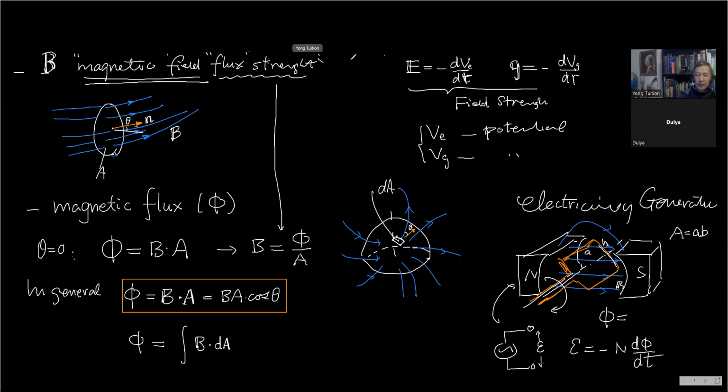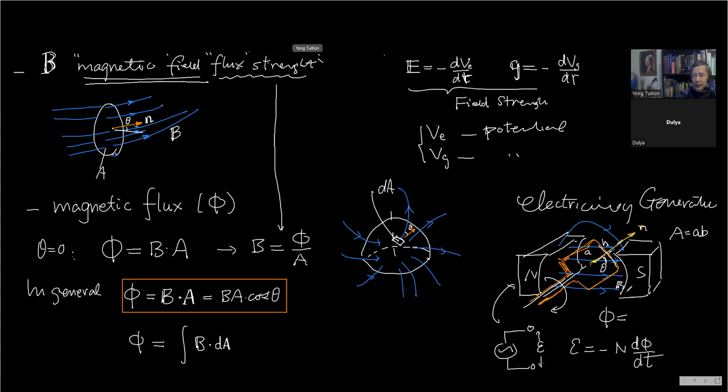Now, the question is, what is the angle? So we have to show the angle here. Can you see? We still use the directional vector here, which is perpendicular to this rectangle. So in this case, can you see this angle? That is the angle between this N and the magnetic field. If we call it theta, right?